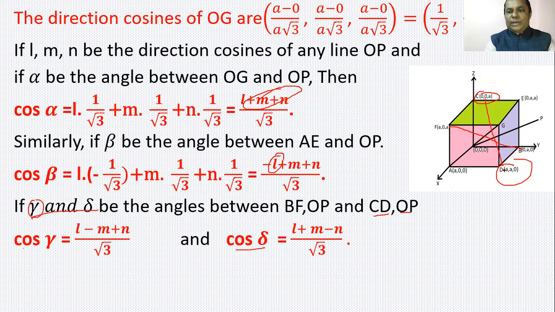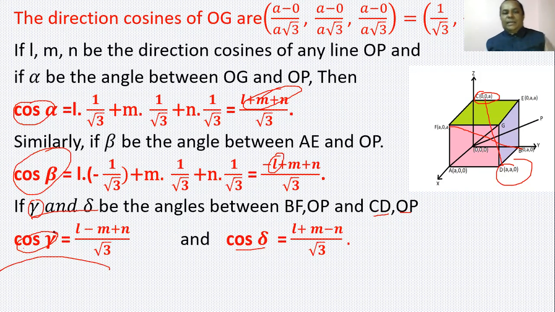Therefore, what formula you have to use for this? C is x1, y1, z1 and D is x2, y2, z2. So its direction ratio is a minus 0, this is also a minus 0, and 0 minus a, meaning in the z coordinate there is a negative sign. Therefore, you can write down l plus m minus n by root under 3. So actually what you can see here, we know the value of cos alpha, we know the value of cos beta, and we know the value of cos gamma. Cos alpha, cos beta, cos gamma values we do have.